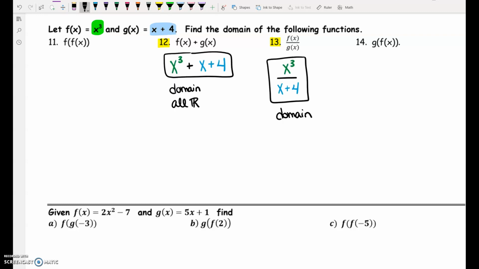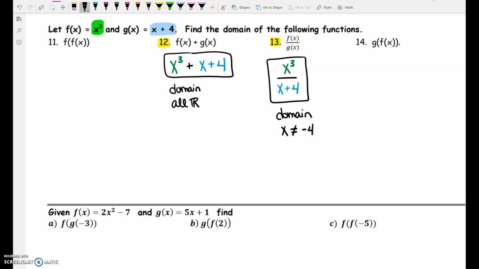Okay, and number 12, we do x cubed plus x plus 4. None of those are like terms. We can't combine any of them, so that's done. That's simplified. And that domain is all real numbers. Number 13, x cubed divided by x plus 4. This time we have a denominator, so our domain is x can't equal negative 4, because negative 4 is the x value that would make that bottom equal 0.